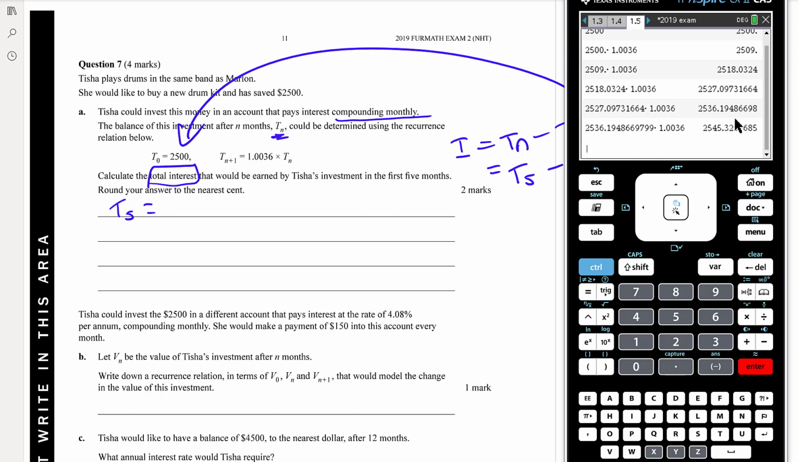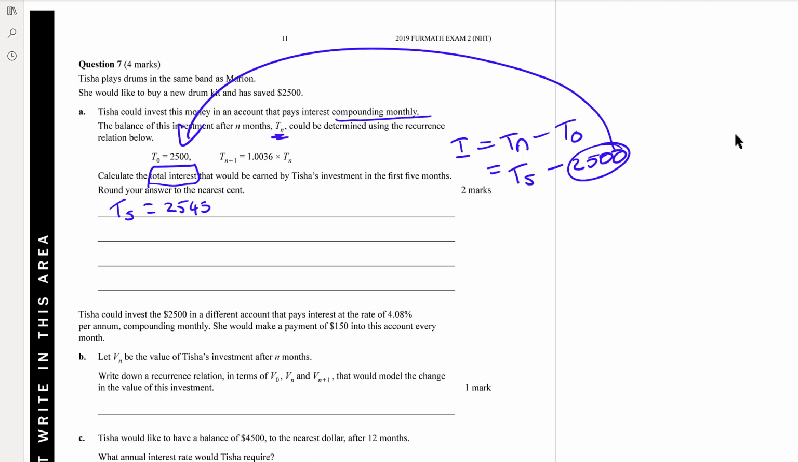We need to round your answer to the nearest cent. So it has to be the second decimal, and we've got a 5 next to it, so that means it's going to be 0.33. So our answer is 2545.33. So that's our T5. So therefore, our interest is going to be 2545.33 minus 2,500, which is 545.33. So that's how much interest she would have earned in the first 5 months.